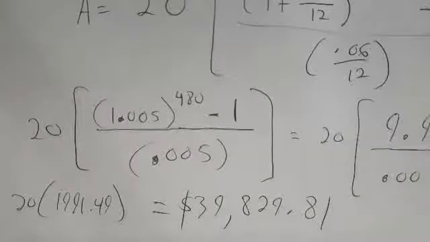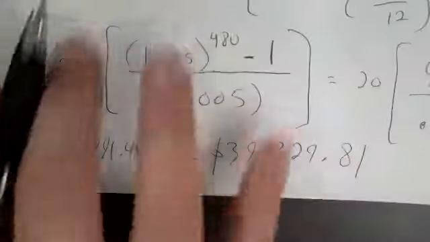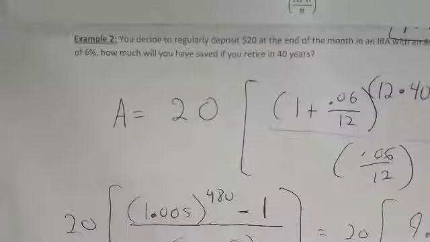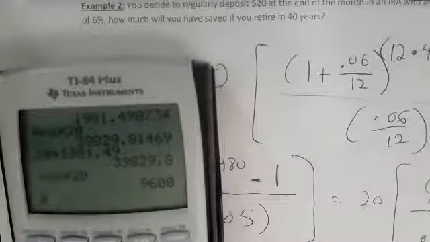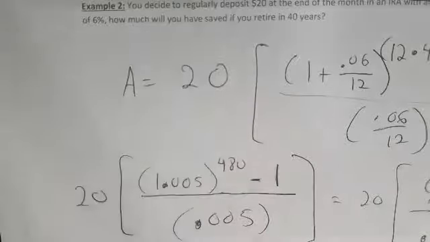So we did all this work. If this is a problem that you get, fill in your information to the formula. You figure this out, so this is what you get in 40 years: around 40K. And to recap, you're making 480 payments of 20. You're going to make around 9,600 in payments, and you're going to get around 40K in total from your savings.